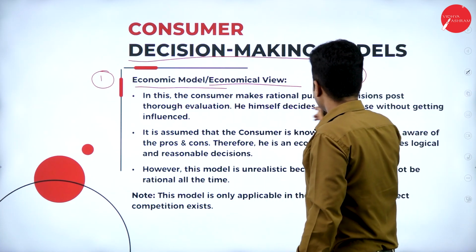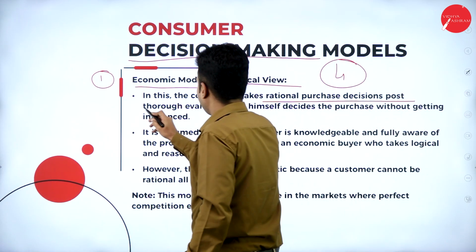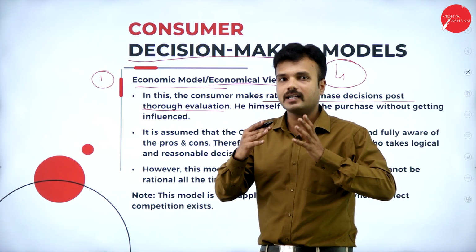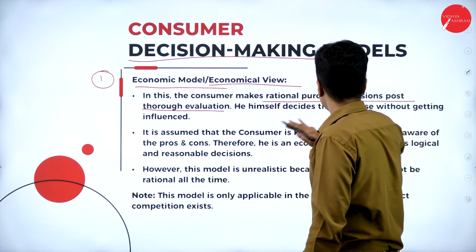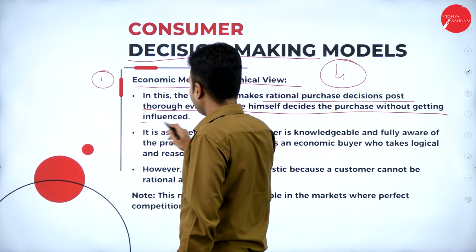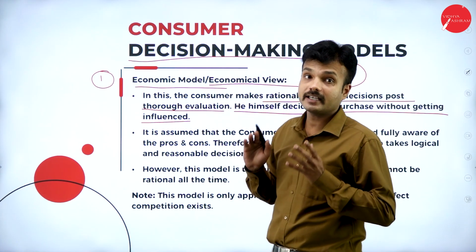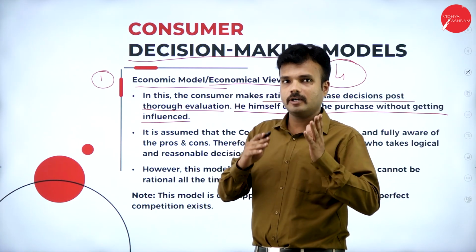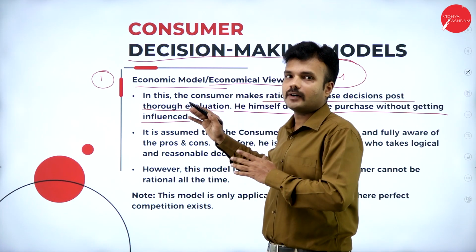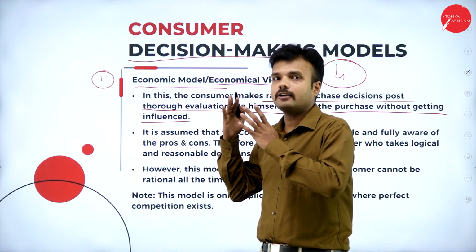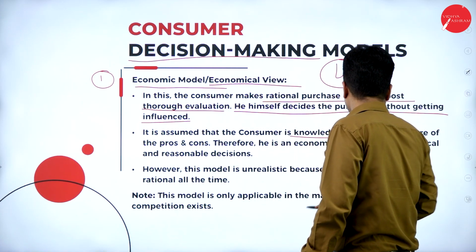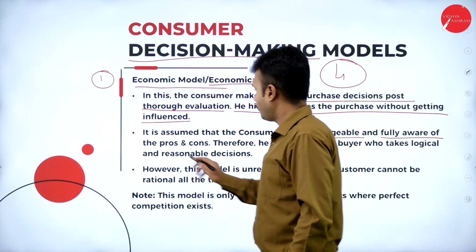In this process, he goes through a rational decision making process. He makes a rational decision while comparing a product with another product, and he himself decides on the product without getting influenced. For example, there are a number of customers who get influenced just because of brand image, advertisement and marketing strategies. But under the economic model, this kind of customer does not get attracted towards any marketing or advertising strategies. It is assumed that the customer is knowledgeable and fully aware of the pros and cons of a product.